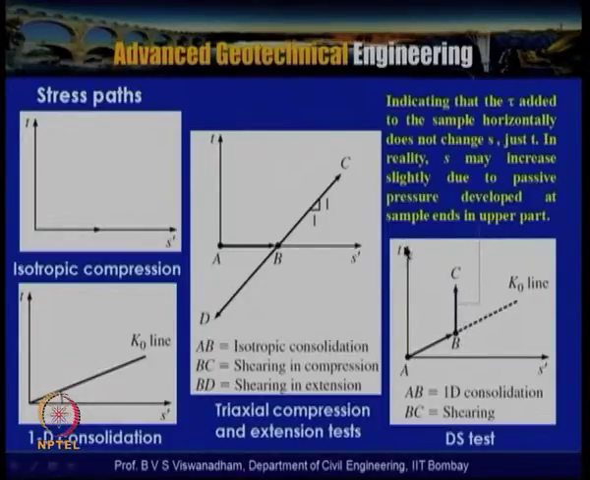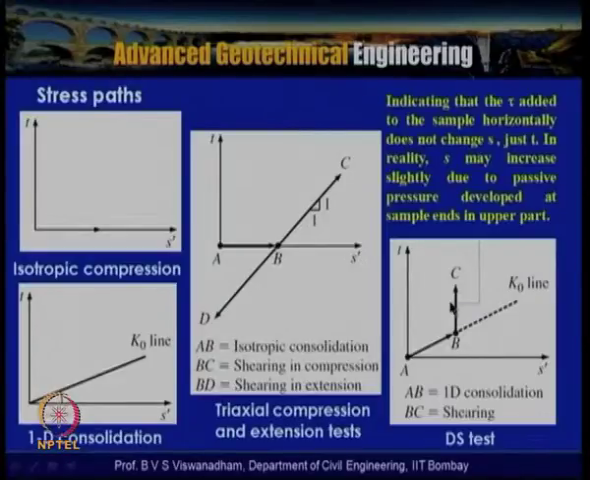What you see is that T is changing, but S does not change. That means that the line traverses vertically upwards. This is the case in a direct shear test.